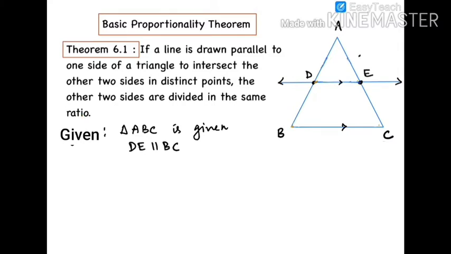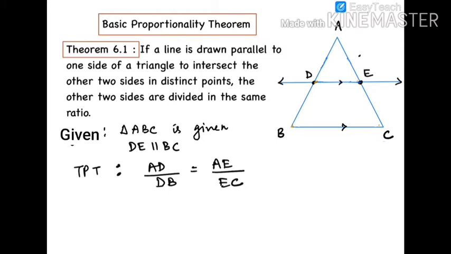Notice from the figure that point D cuts AB in two parts, AD and DB. Similarly, point E cuts AC in two parts, AE and EC. So we have to show that AD upon DB is equal to AE upon EC. So now we have written everything that is given in the question. To prove this statement, we will have to do some construction.